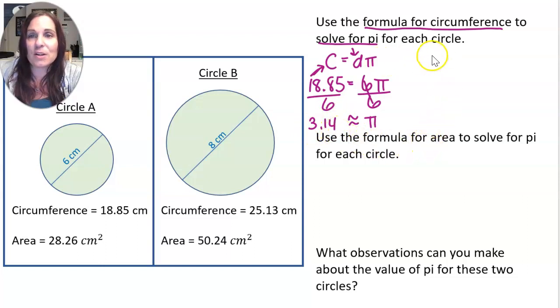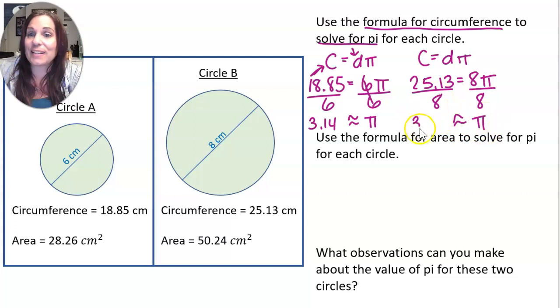All right, let's try the other circle. Same thing, C equals d pi. This time I'm going to use this number for circumference. It's going to go right here. And then for the diameter, I'm going to use 8. So again, I have to undo this, right? So I divide by 8 on both sides, and I get that pi is approximately 3.14.